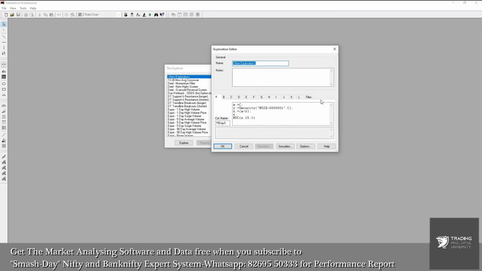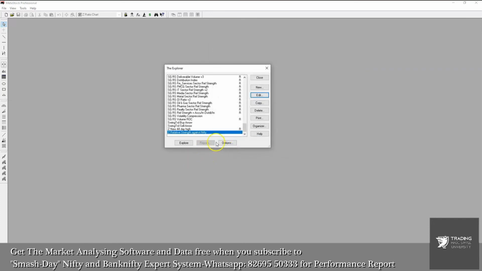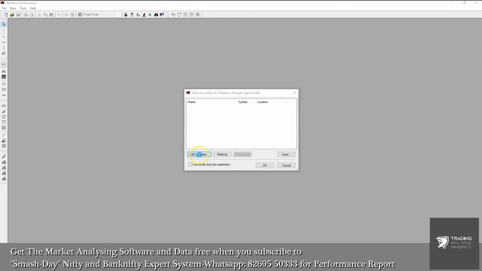Suppose we write the name as relative strength against Nifty, and you can write your notes here, whatever notes you want to write for yourself. This has nothing to do with coding. So okay, we are closing it here. This is the exploration we wrote. We are exploring it. Add securities.